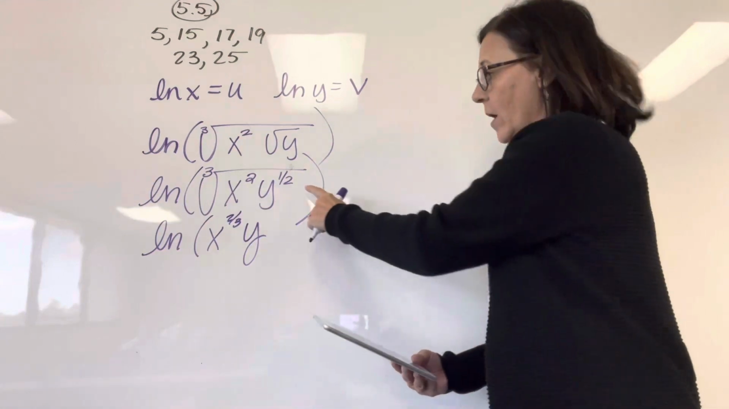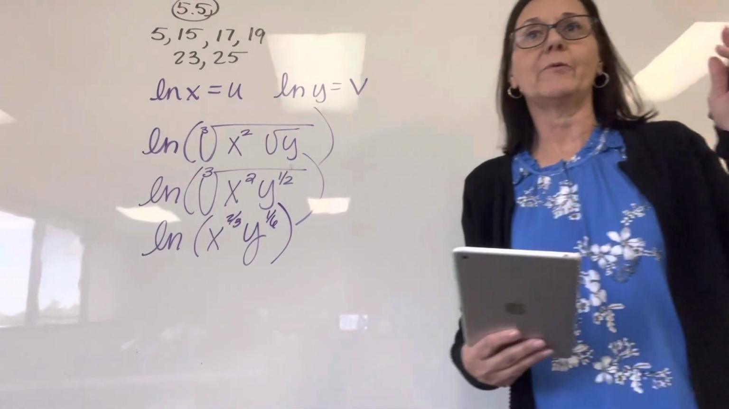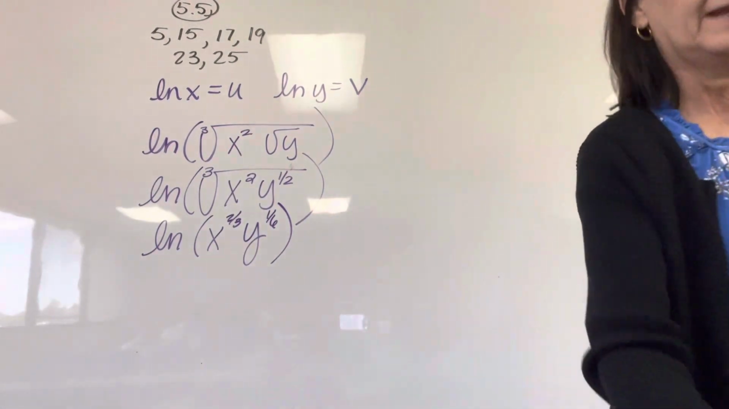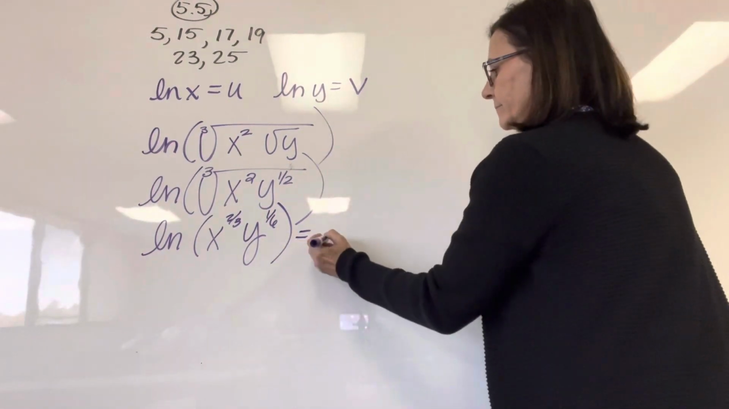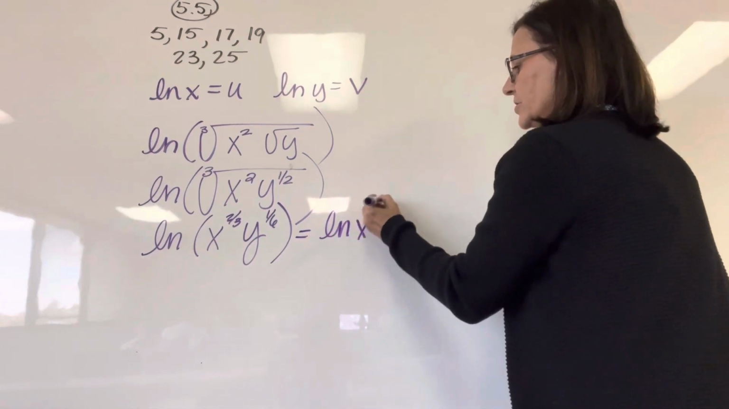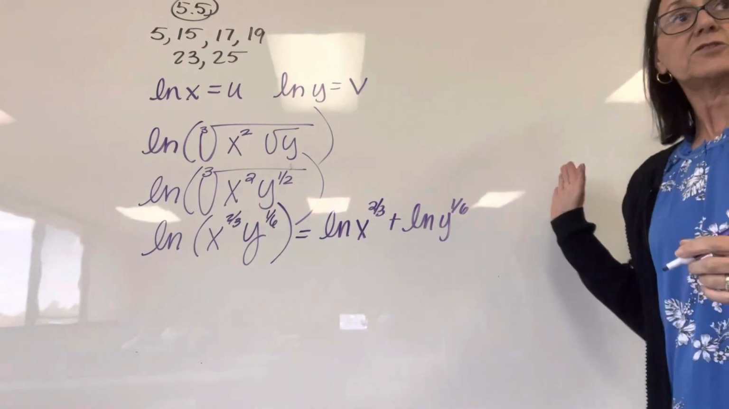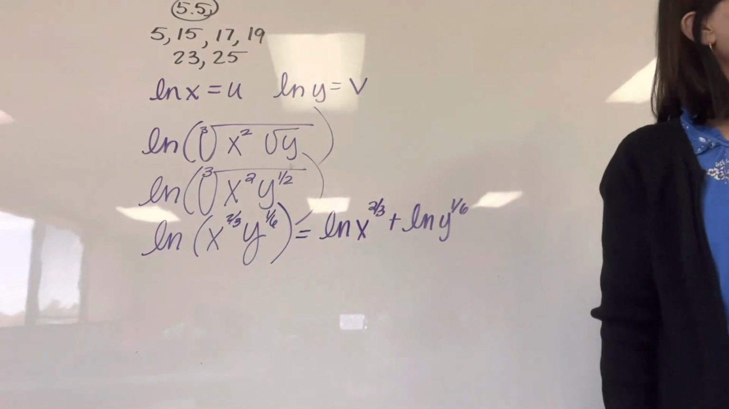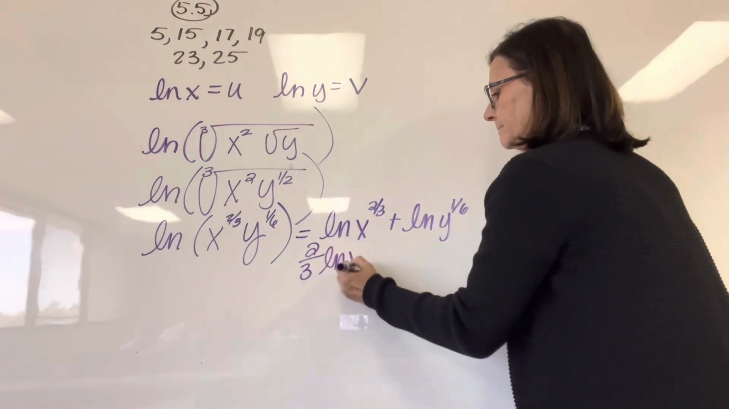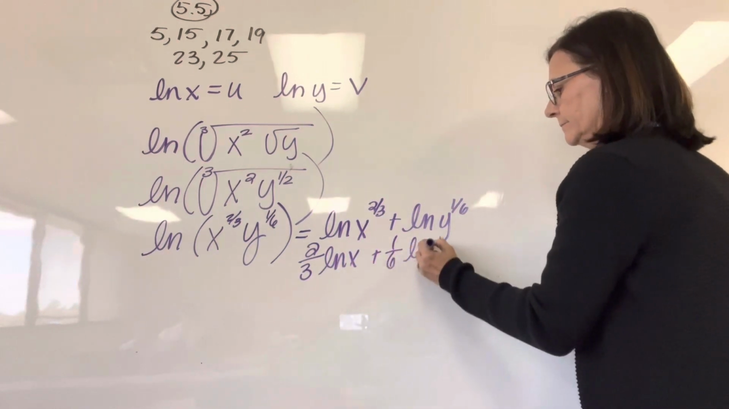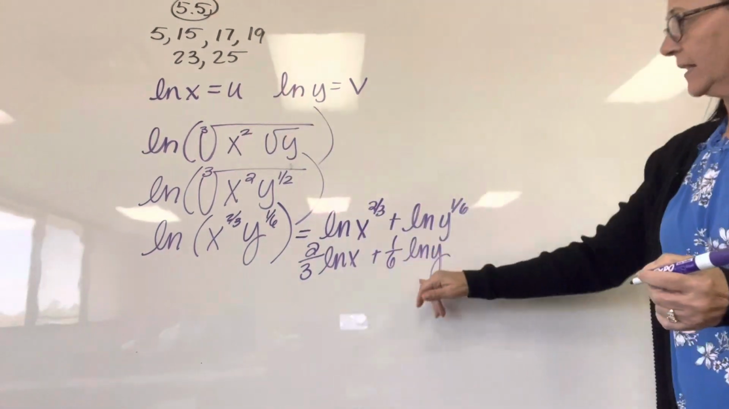Y to the 1/2 times 1/3 is 1/6. Did you get it? 1/2 times 1/3 is 1/6. Now multiplication is? Addition. So it's the ln of x to the 2/3 plus the ln of y to the 1/6. When it's raised to a power, we multiply. So the exponent goes down in front. So ln of x becomes u, ln of y becomes v.